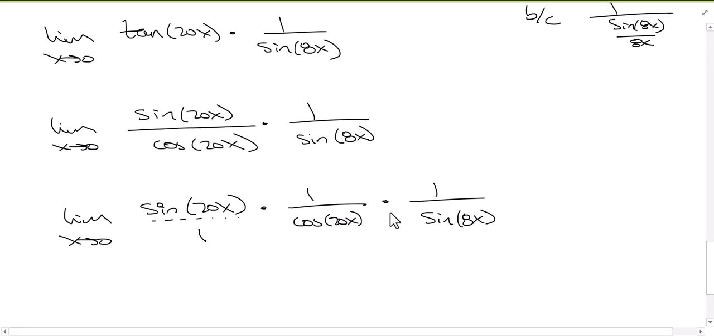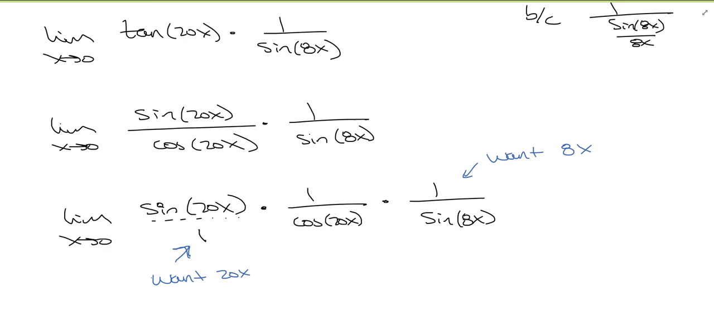So now I'm getting somewhere. So now, what do we want? We want 20x there, and we want 8x here. So we have a little more work to do. So let's see. How about we multiply top and bottom by x?